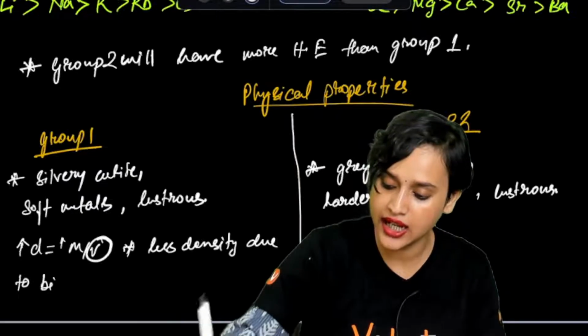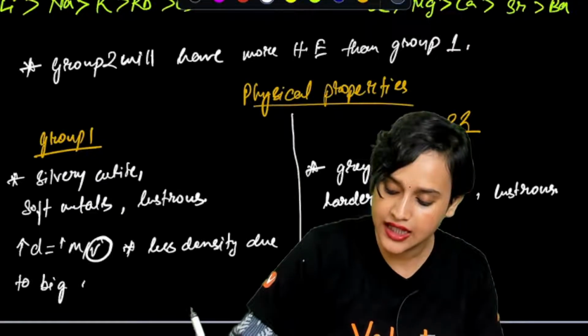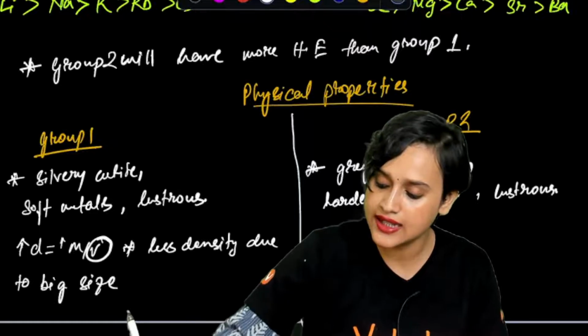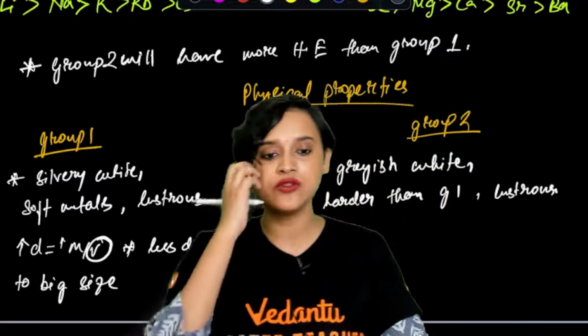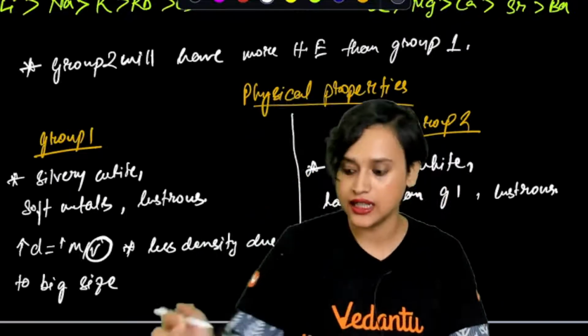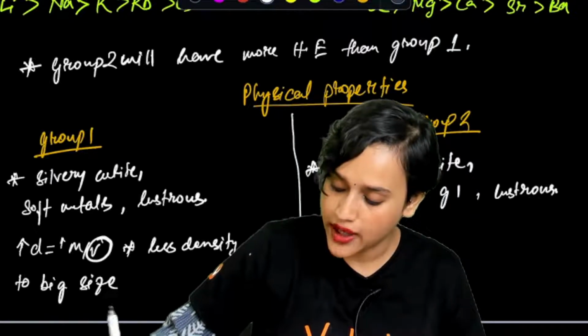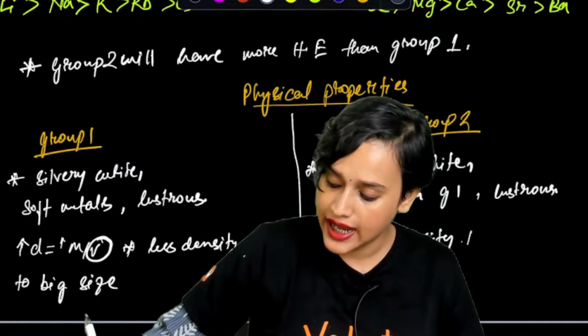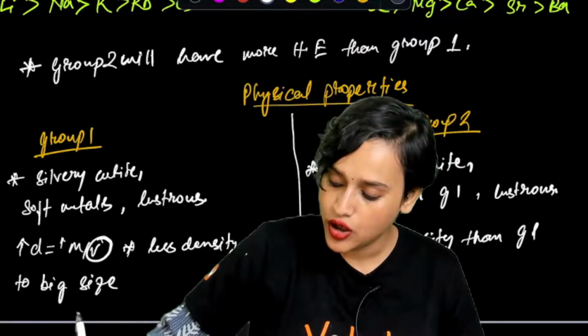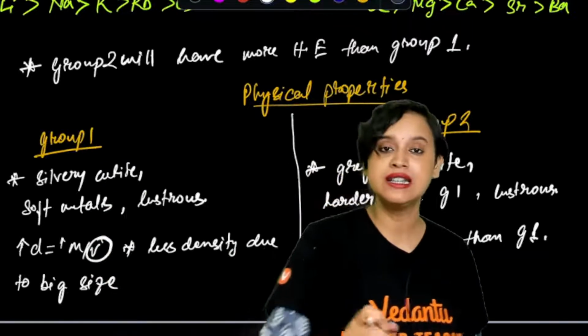Am I clear, everybody? Are you understanding? Less density due to big size. Do we understand this? And here what will happen? More density than the alkali metals, obviously. Yes, more density than group 1. Am I clear, everybody? This is clear, guys.